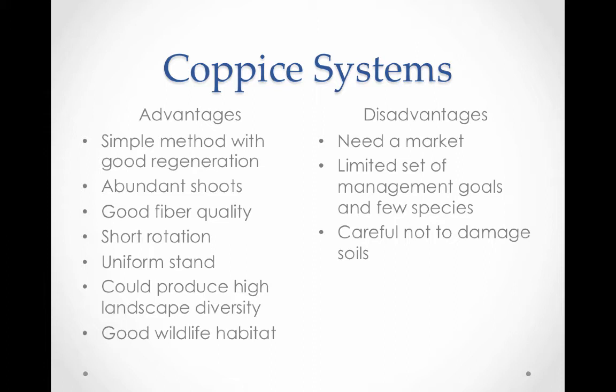It creates a uniform stand, and if we're looking at the landscape scale, if we create different patches of different ages of this coppice system, of aspen, say, if we created different age classes, this could produce a very high landscape level diversity. So within the stand, the diversity is going to be very low, but at a landscape level, much higher. It also produces good wildlife habitat for certain species.